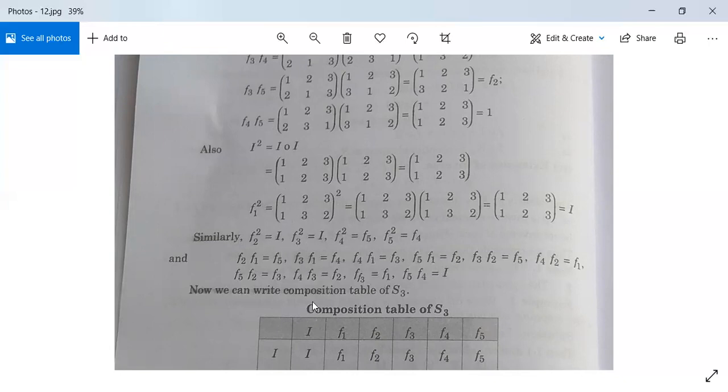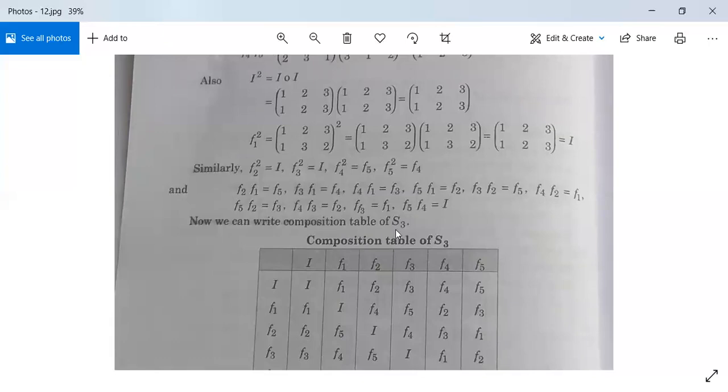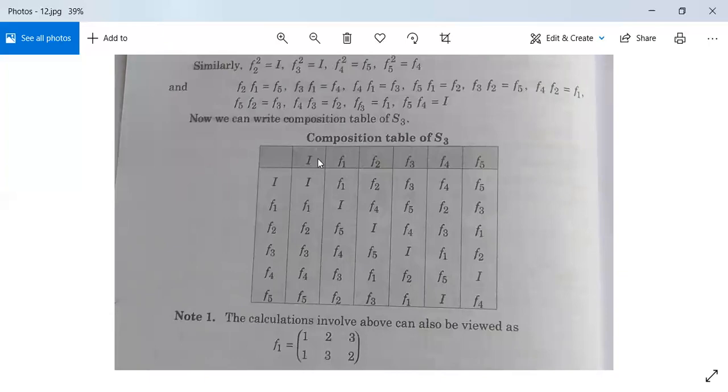You can check these values yourself. Now we can write the composition table of F3. In this composition table, in the first row we write I, F1, F2, F3, F4, F5, and in the first column we write I, F1, F2, F3, F4, F5. I composition I is I.